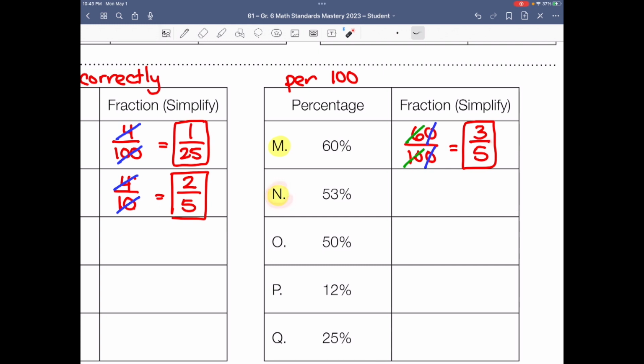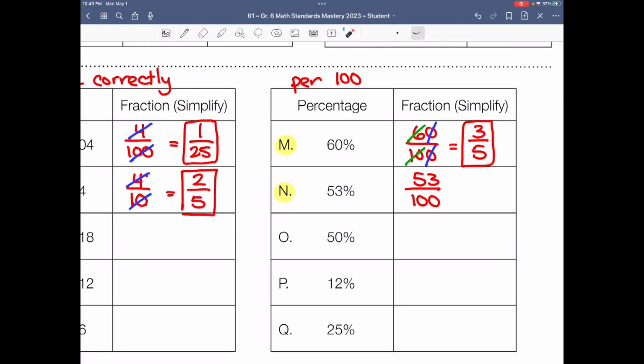Last one, letter N. We have 53%, change it into a fraction. Remembering that percent means per 100. So 53%, 53 per 100. And this number is already simplified. There's no other way we can simplify it other than divide by 1, which will give you the same thing anyway. So your final answer is 53 hundredths.